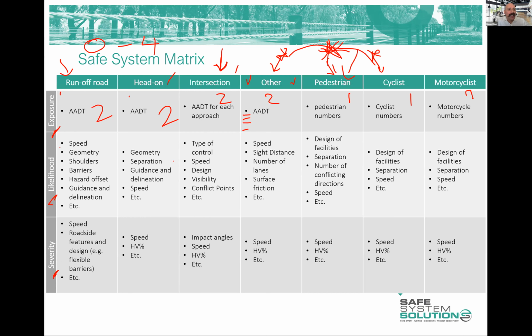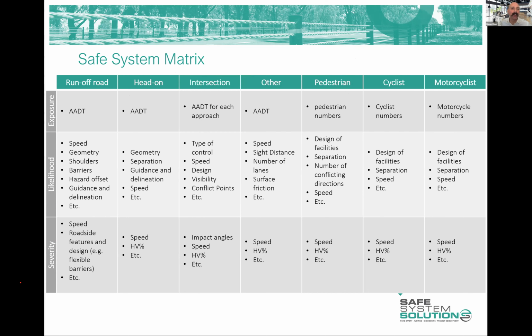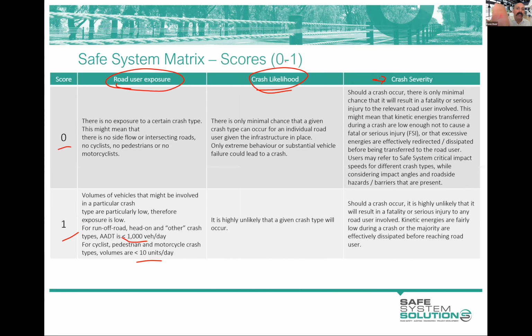So the next row is likelihood. We're trying to now get to a score for the likelihood of crashes, a score again between 0 and 4. As we saw with exposure, it's pretty clear cut. Once you've got numbers, you put them in. There's a bit of judgment if you are not given pedestrian volumes or traffic volumes, but generally it's fairly clean cut. Likelihood, on the other hand, is quite subjective.